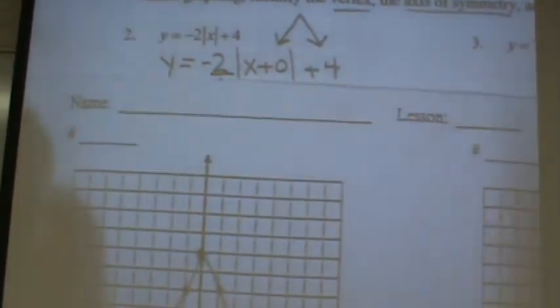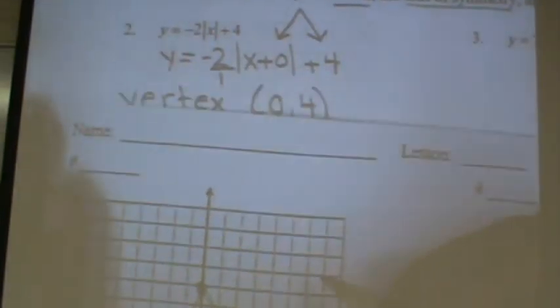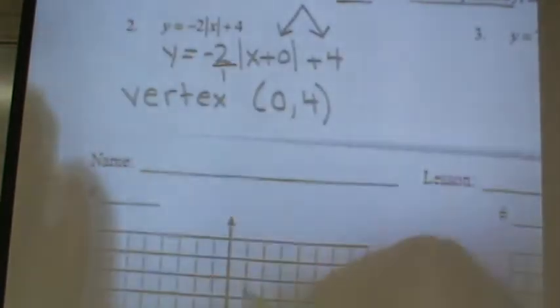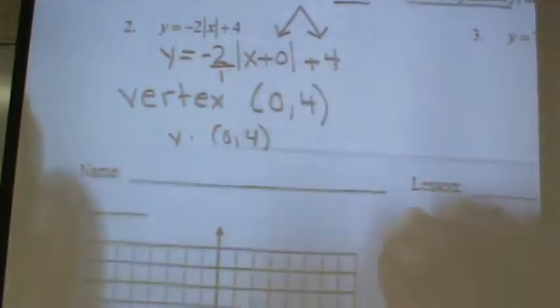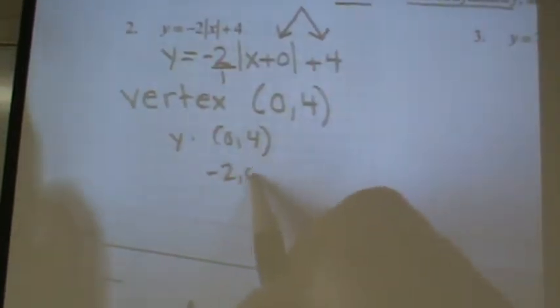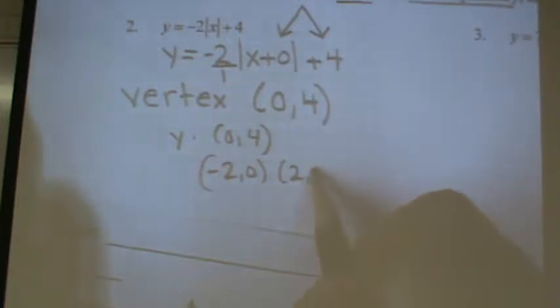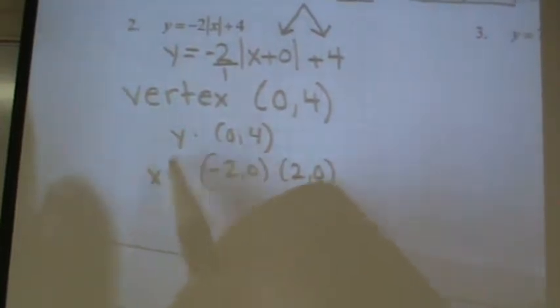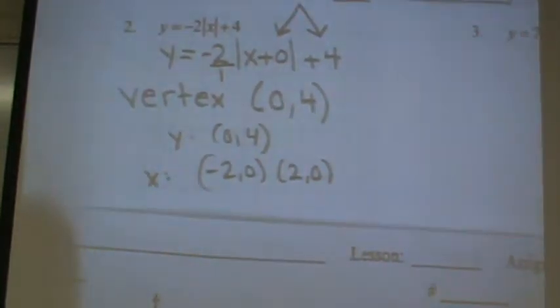Can you tell me what the x and y intercepts are? 0, 4, that's your y-intercept. What are your x-intercepts? -2 and +2. So -2, 0, and 2, 0, if you're asked what the x and y-intercepts are. Okay? Everyone okay so far? Let's do the next one.